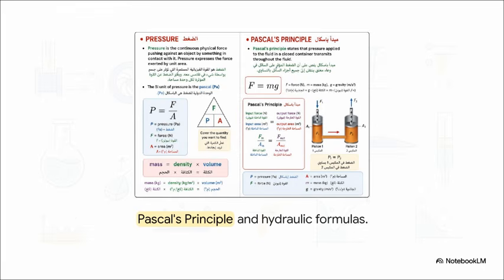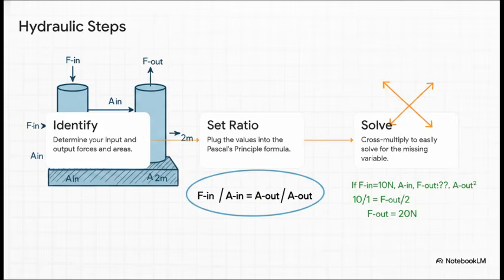And since we know pressure is force over area, we get this really elegant equation: force input divided by area input equals force output divided by area output. To breeze through any hydraulic lift question on this exam, just follow this simple 3-step checklist. Step 1, identify your input forces and areas along with your output forces and areas. Step 2, plug them into that Fn over An ratio we just talked about.